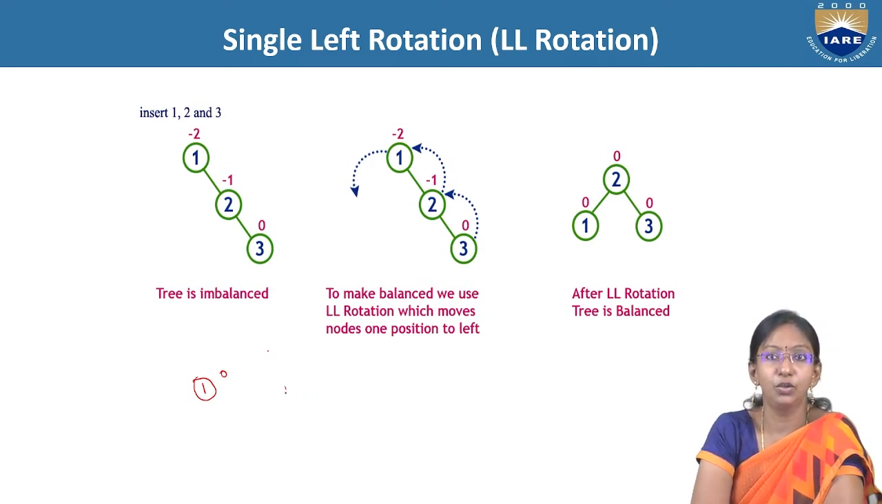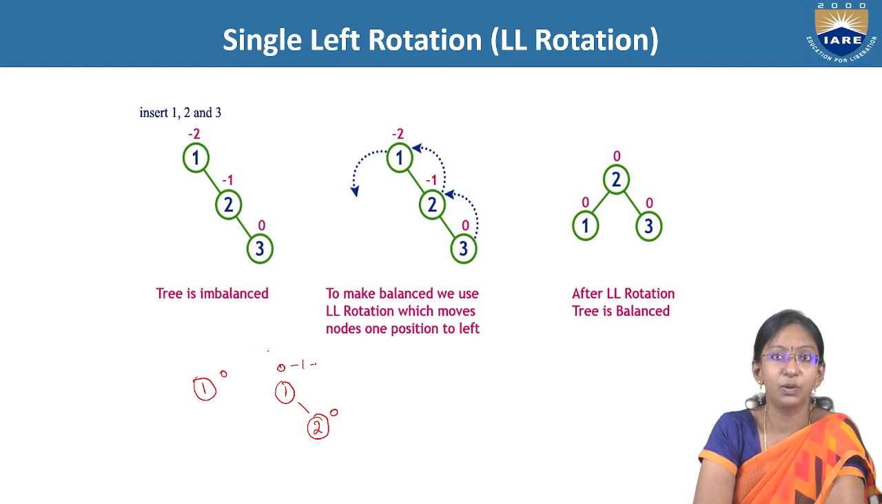When I inserted 2, as 2 is greater than 1, it will become the right child. Right now the balance factor says 2 is a leaf node, so its balance factor is 0. Coming to 1, 0 minus 1, it is -1, no problem.